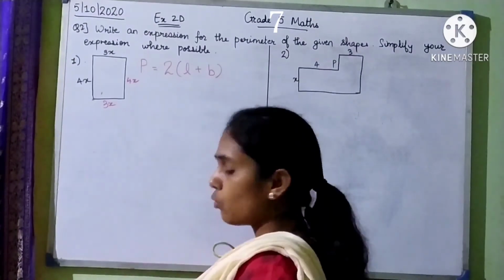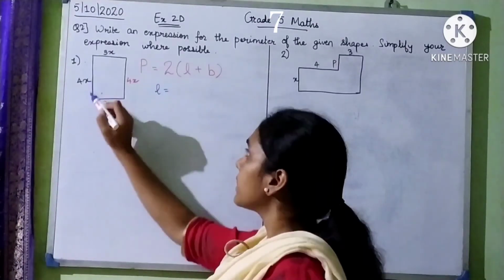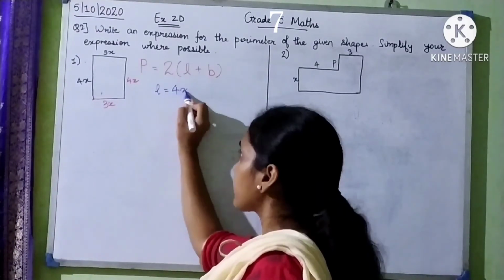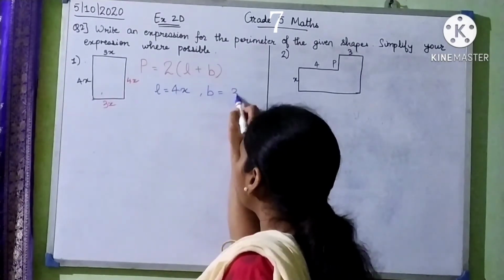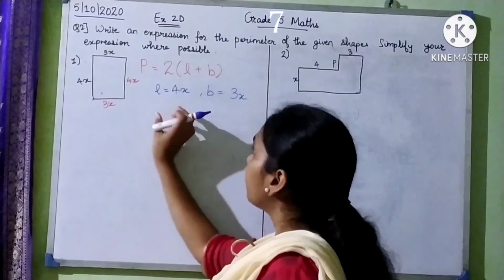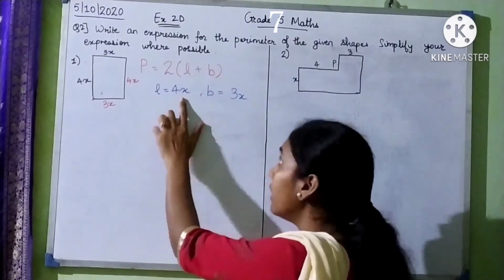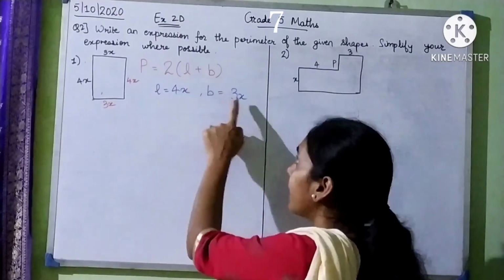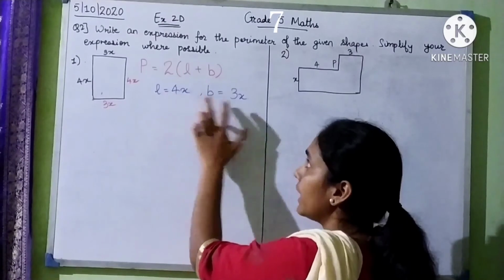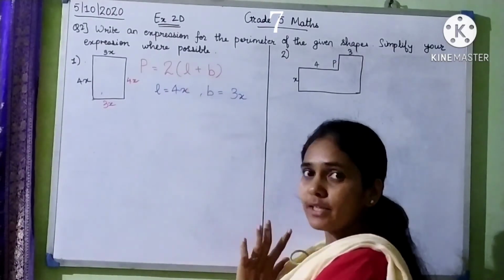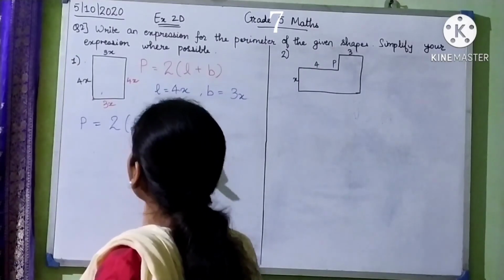Now in this rectangle, what is the length? The length is 4x. And what is the breadth? The breadth is 3x. So breadth B is 3x. Okay. Now we have to put these values of L, length, and B, breadth, in the given perimeter formula. So P is equal to 2 into (L plus B).